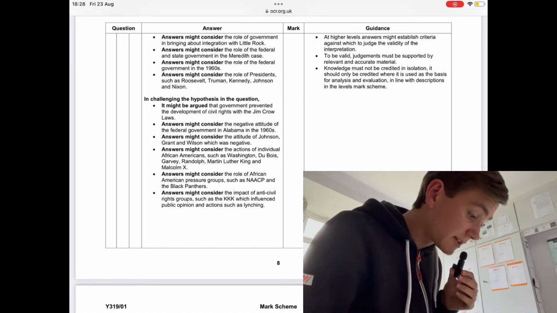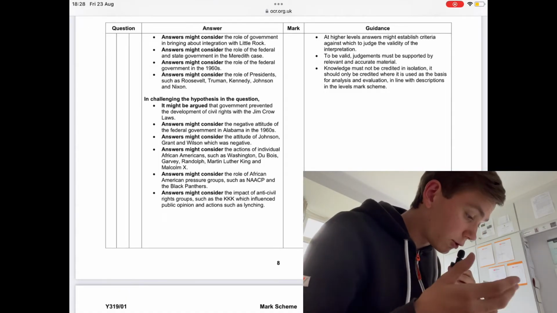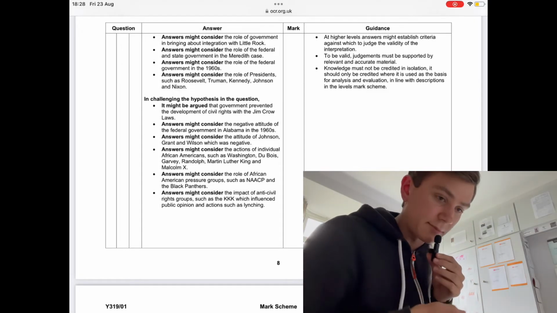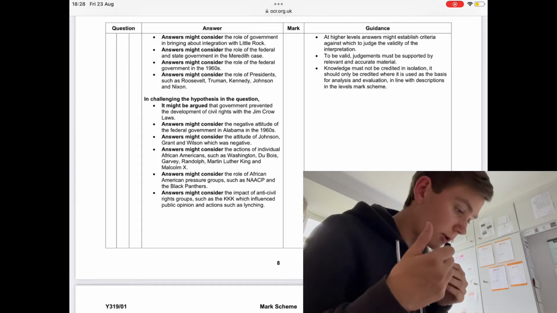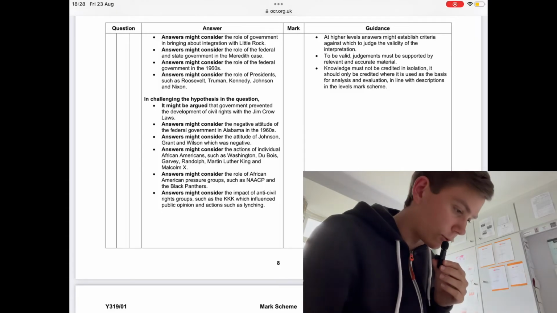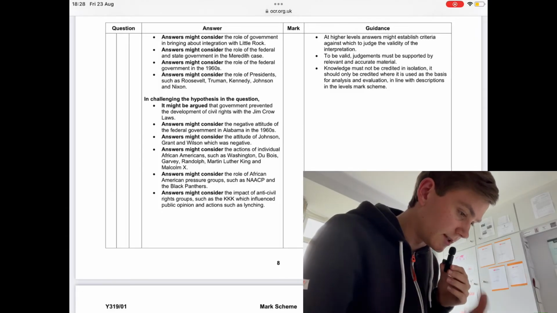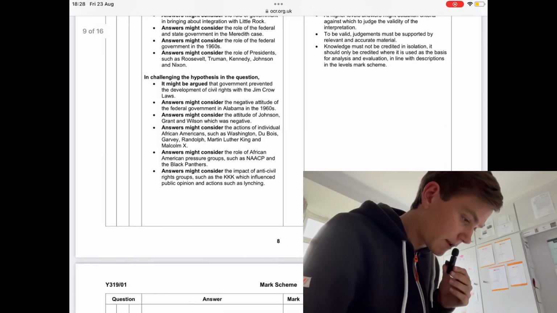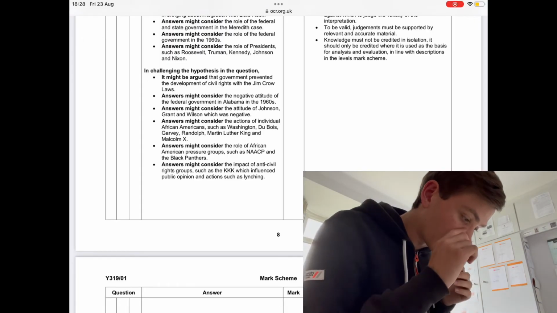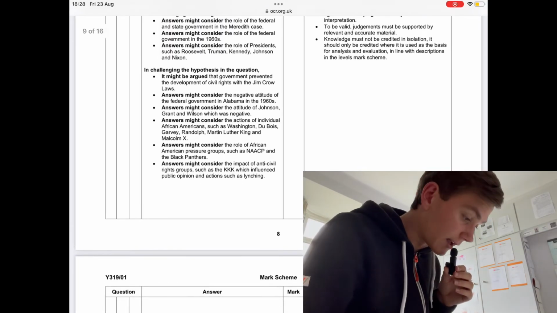To challenge the hypothesis, talk about Jim Crow laws in the 1870s and 1970s, so of course, black people could not have the same social and sexual relationships with white people, or use the same public facilities as white people, or have the same voting rights as white people. So: voting rights, public facilities, social and sexual relationships. Negative attitude of the federal government, Alabama, called the Deep South, that's where most segregation was happening. Attitude of Lyndon B. Johnson, see what I just put on there.